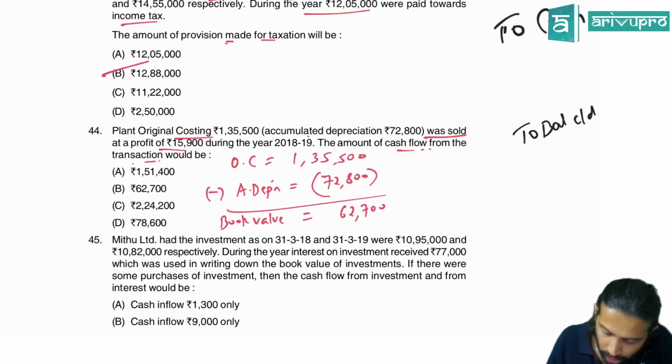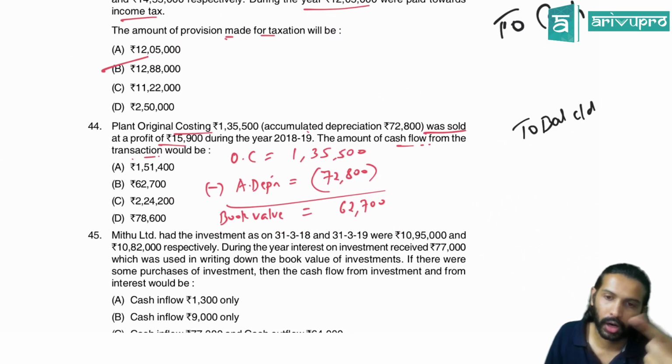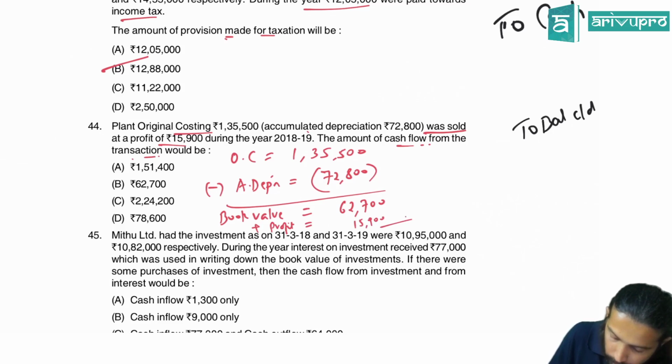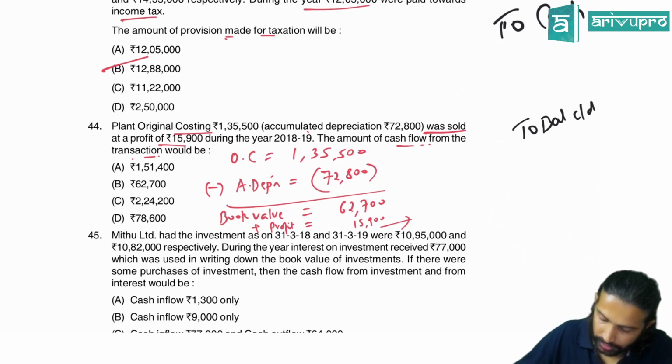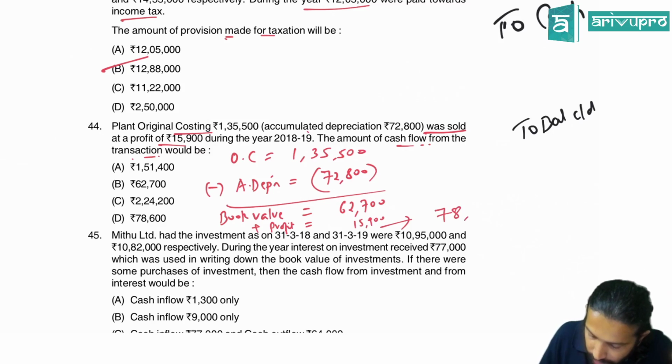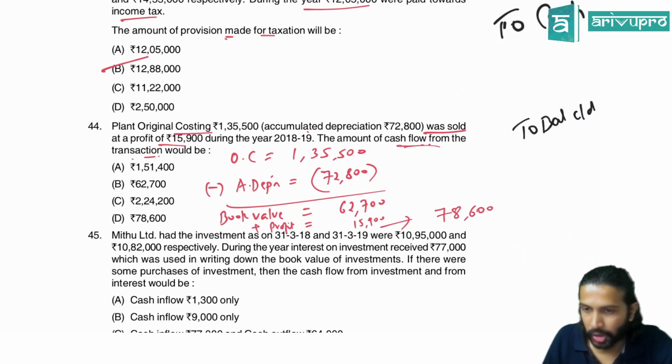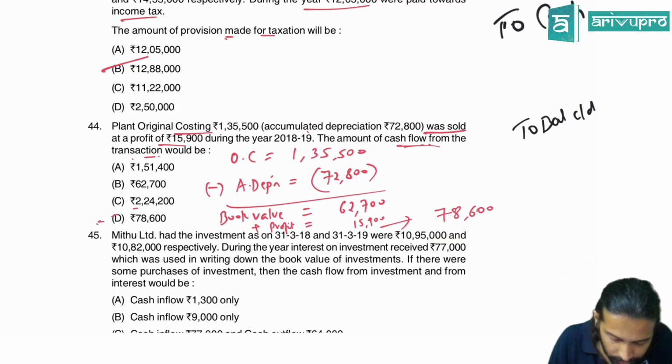So how do you get the sale value if they give you cost and profit? You take book value and add the profit. Just now we did the same for investment. Because the book value is 62,700, and you sold this at 15,900 profit, the sale value is 78,600. Meaning you have sold this plant at 78,600, hence you have made the profit. That is what they've asked, because cash flow means the total selling price you receive, which is 78,600. So option D as in Delhi is the right option for this question.